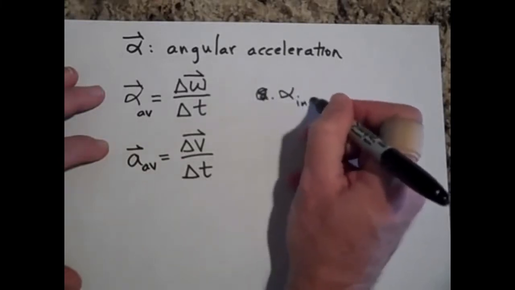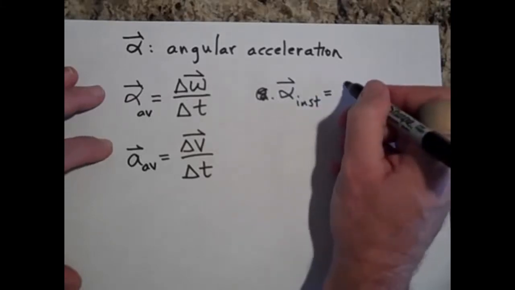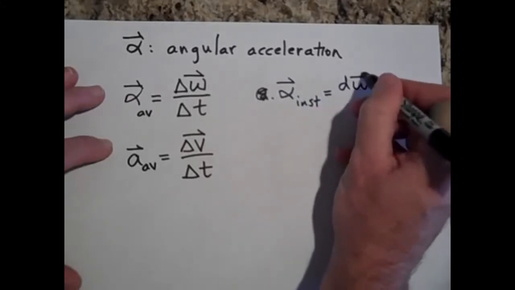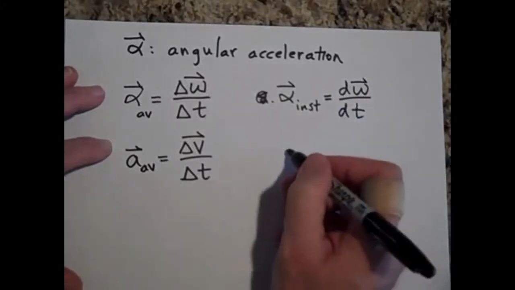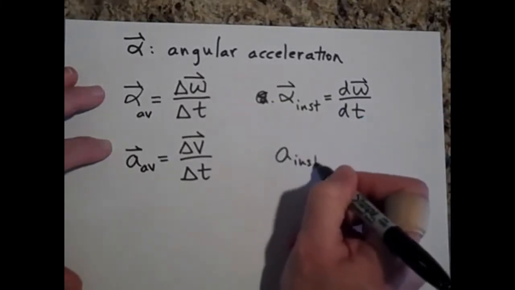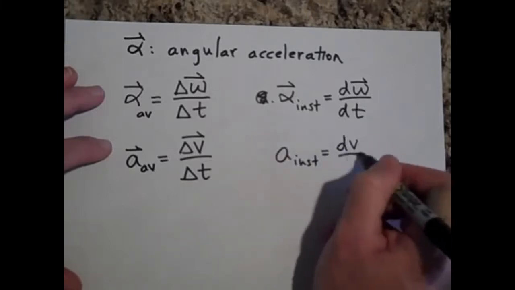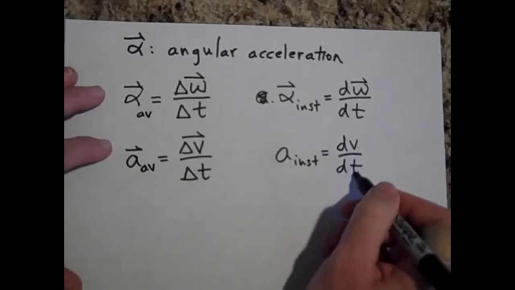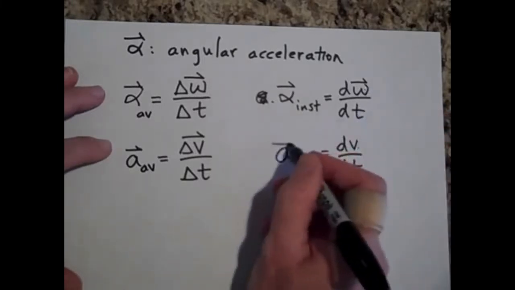Instantaneous angular acceleration is d omega over dt, just like a instantaneous was dv over dt. It was the derivative of v with respect to time. This is the derivative of omega with respect to time.